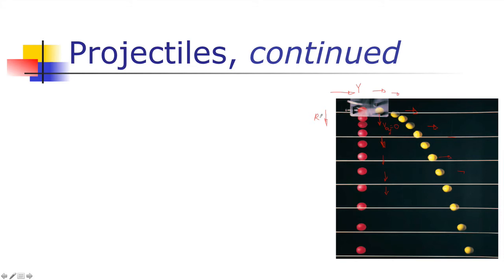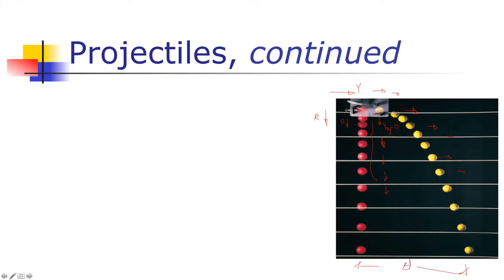When you look at the red one, to start with, it didn't have any horizontal speed or initial velocity. What it had is just an initial velocity in the vertical direction equal to 0. So there is no difference in the vertical direction. The red and the yellow ball experience the same thing. The only difference is the red ball didn't move horizontally, whereas the yellow ball traveled this much distance in the horizontal direction.